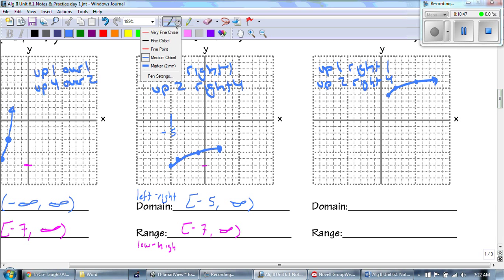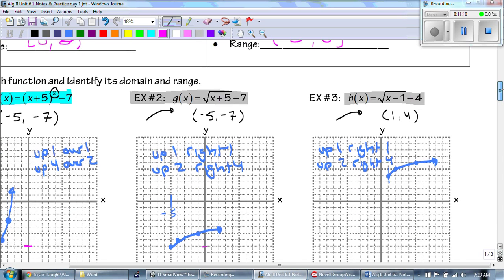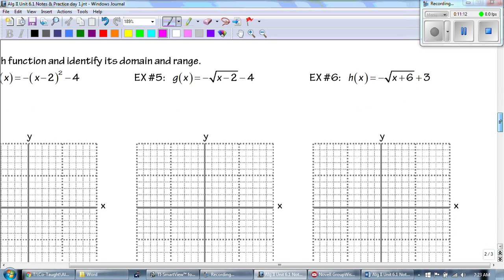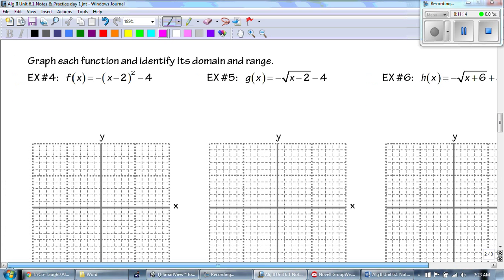Okay? Now my domain, the far right that I go, if you notice, that's going to be part of my initial point. 1 to infinity. And then with my range, the highest that I go is also part of my initial point. Okay, so use your initial point to help you. All right, other side.